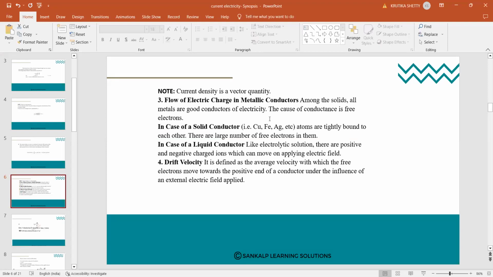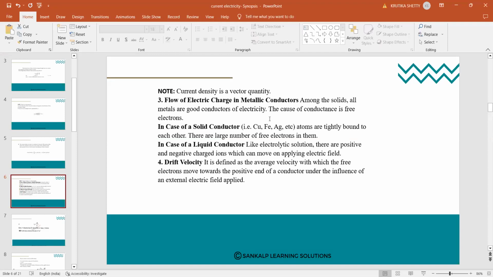So solid conductors, this is a standard example. For wire making and all, we can use these metals. Then in liquid conductors like electrolytic solutions, there are positive and negative charged ions which can move on applying an electric field. So this is regarding the flow of charges in a solid conductor and in a liquid conductor.